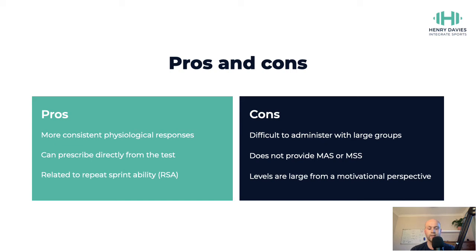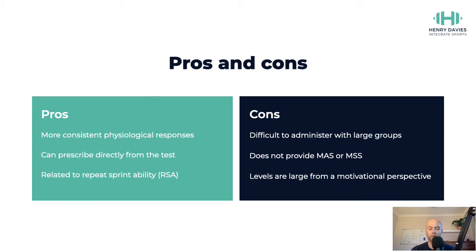intervals straight from it. And it's also related to repeat sprint ability, which is obviously a core component of team-based performance. Things like hockey, football, you need to have that repeat sprint ability component, and so it is related to that. There's a lot of research showing that athletes with a higher 30-15 score have also performed better in the repeat sprint ability test as well.